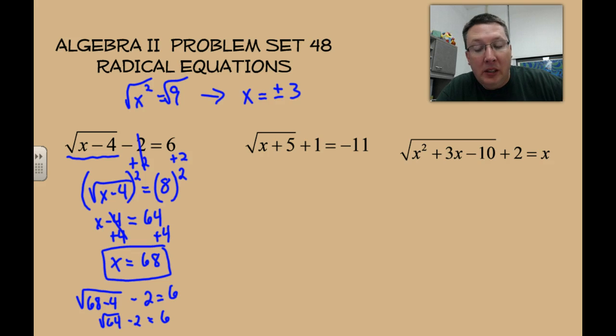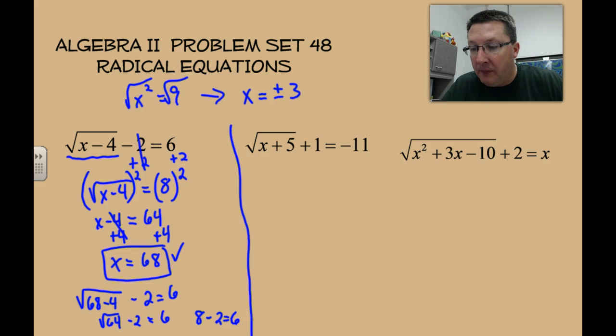And I need to check to make sure this works. Square root of 64 is 8. So I have 8 minus 2 equals 6. I have to verify that that is a true statement. 8 minus 2 is indeed 6. So that tells me 68 checks out, and it is a valid answer. Okay? So let's try another one.